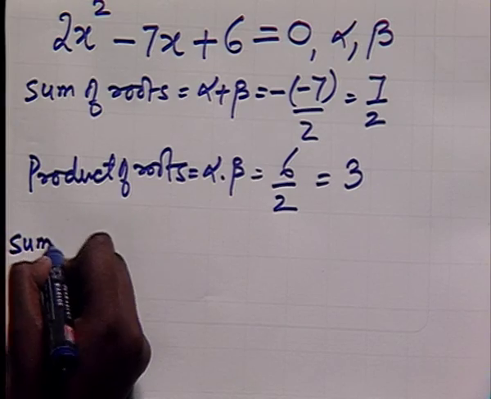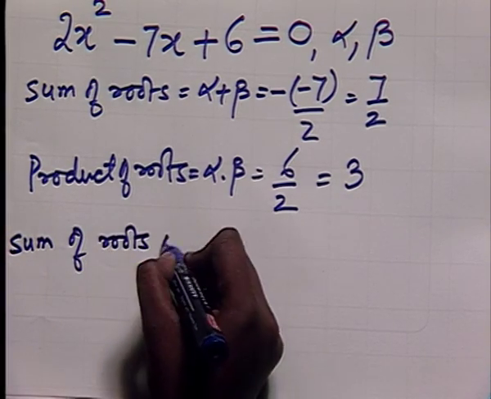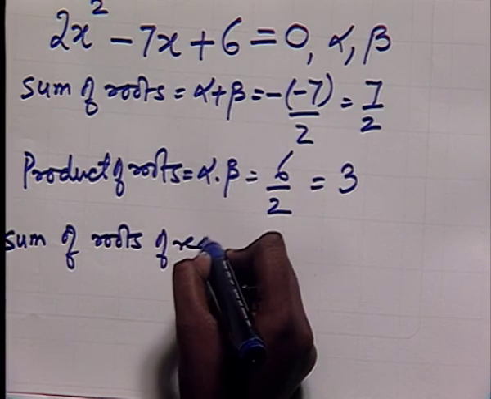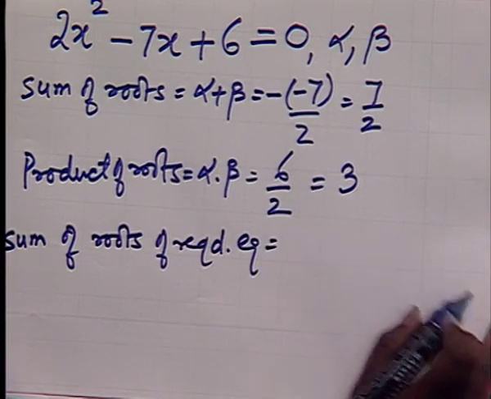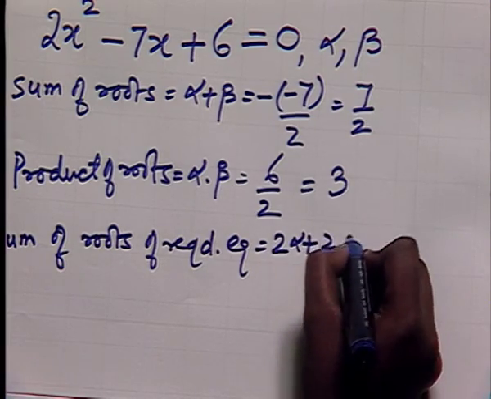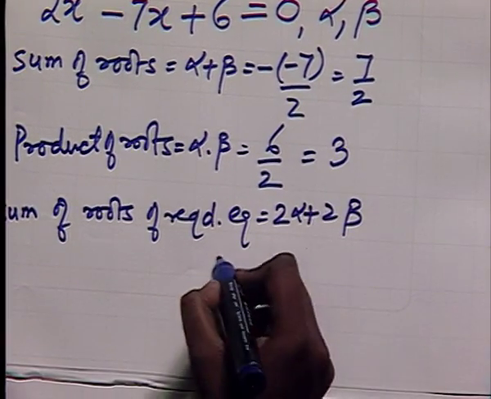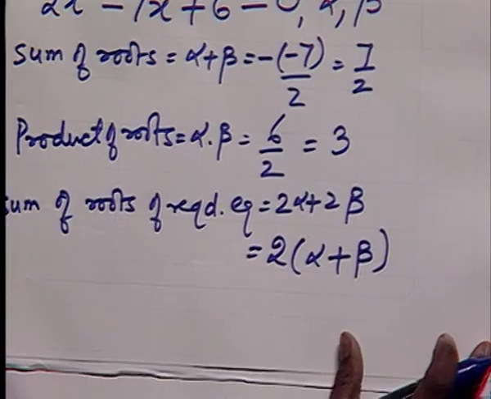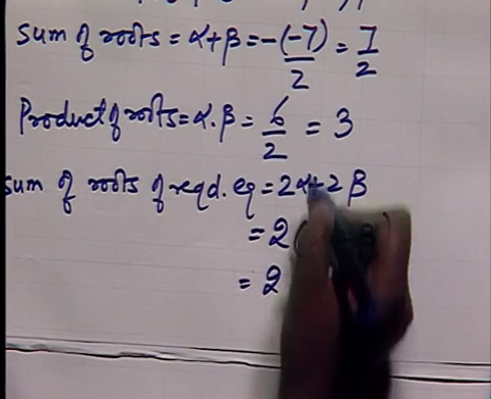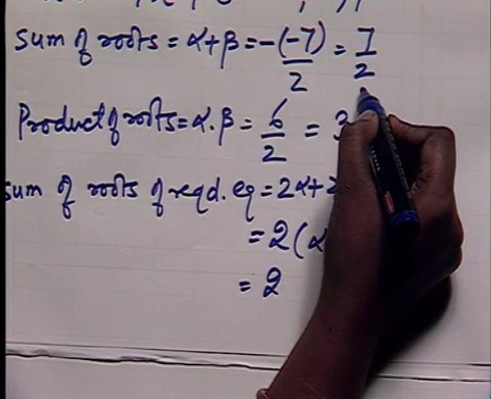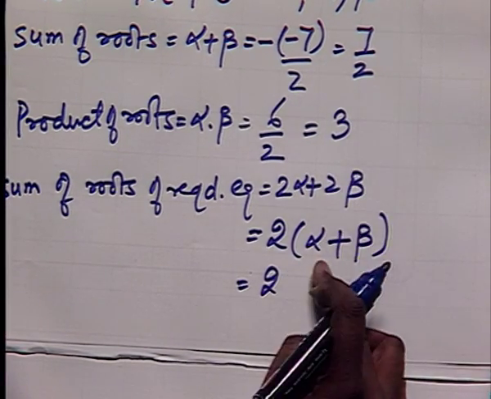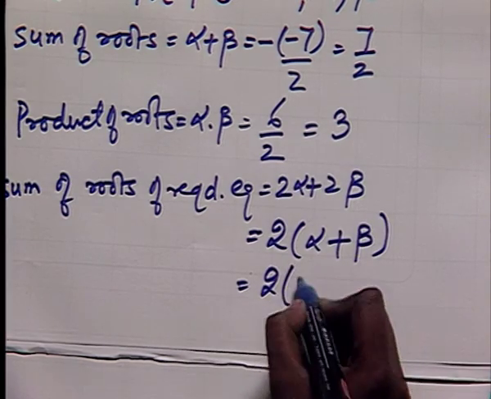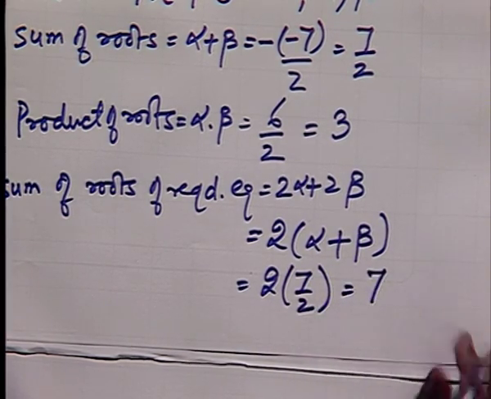Naturally, they will be 2 alpha and 2 beta. So, the sum of the roots of the required equation will be equal to 2 alpha plus 2 beta, which is equal to 2 times alpha plus beta. Now, we know that alpha plus beta is equal to 7 upon 2. So, we can replace alpha plus beta by this value. So, we get 2 times 7 upon 2, that is equal to 7.